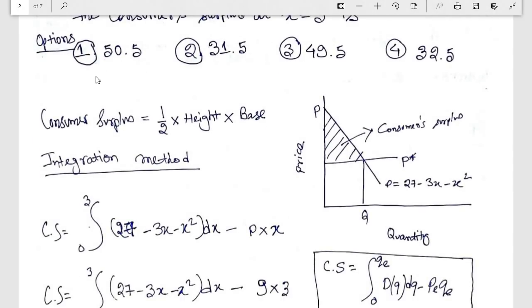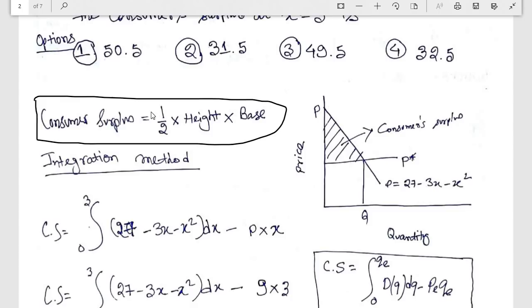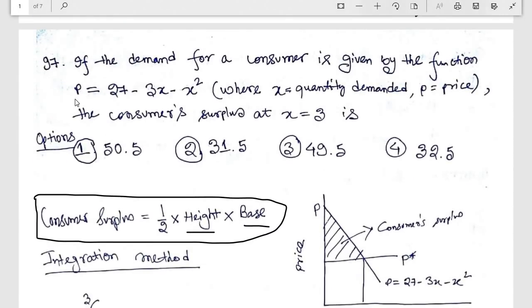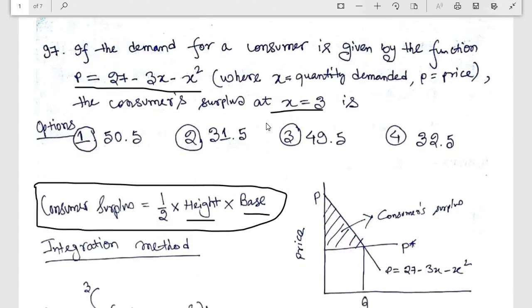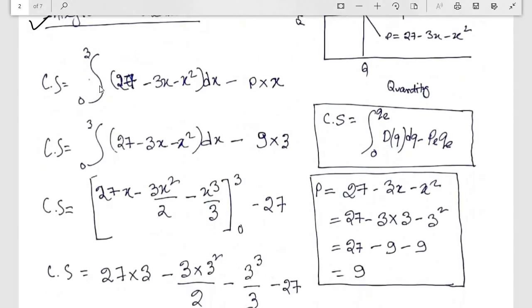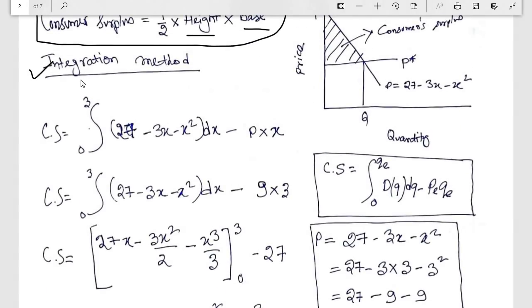So some formulas are there to find the consumer surplus. One of them is this: we multiply half into the height and base of the graph, right? So let's see the question. The demand function is given here: p equals 27 minus 3x minus x squared, and we have to find the consumer surplus where x is equal to 3, right? So we will be using the integration method, not the graphical method. The integration method will be simpler, okay?